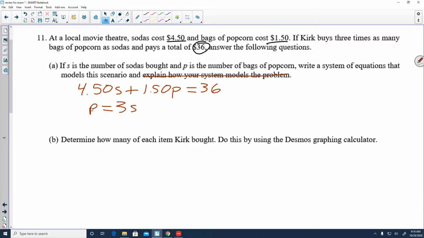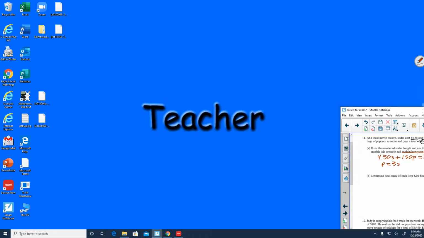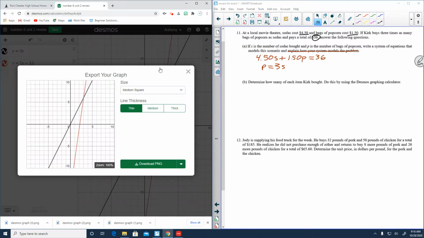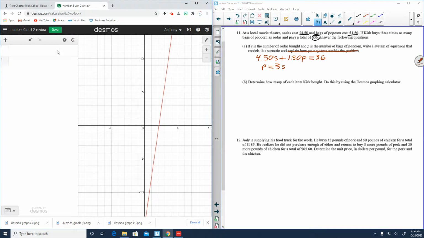Now, determine how many of each that Kirk bought. Do this by using Desmos graphing calculator. So we can do the substitution method here if we want, but I'm not going to require you to do that because we have done plenty of algebraic solutions to systems. So what we're going to do is we're going to type this equation into Desmos.